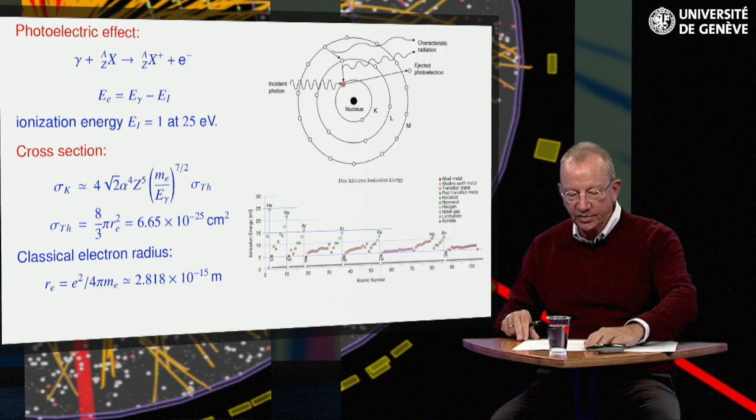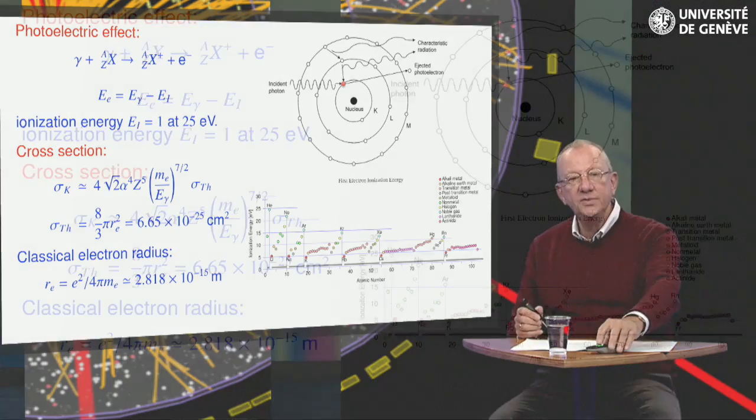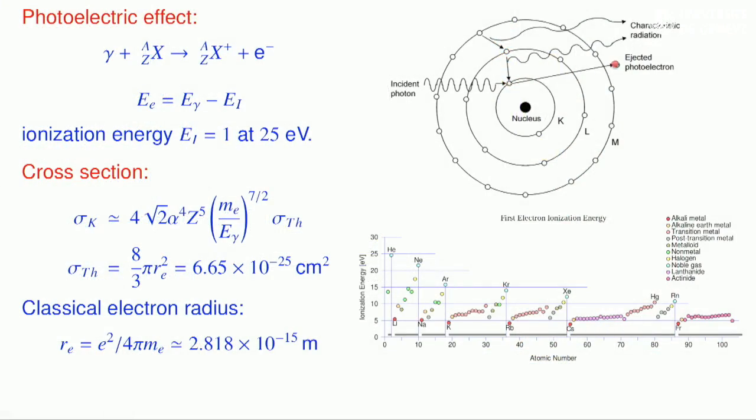In a photoelectric process, an atomic electron is released when the atom absorbs the photon. Its kinetic energy is then the difference between the photon energy and the ionization energy. This latter one depends on the shell where the electron was and is typically between 1 and 25 electron volts. The photoelectric process is not feasible for a free electron. It would violate conservation of momentum.